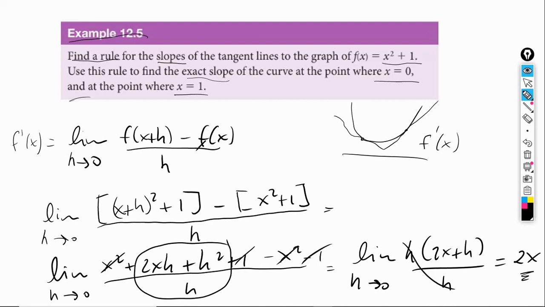So now we can answer the questions. So what would be the exact slope at x equals 0? At x equals 0, the slope would be 2 times 0, 0. At x equals 1, the slope would be 2 times 1, 2.